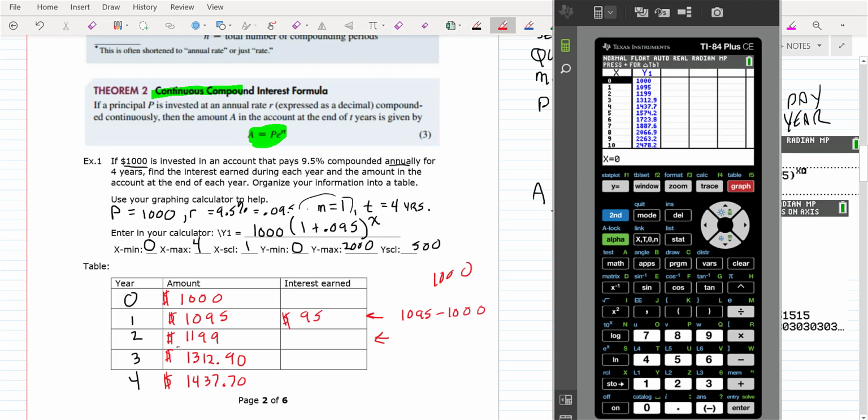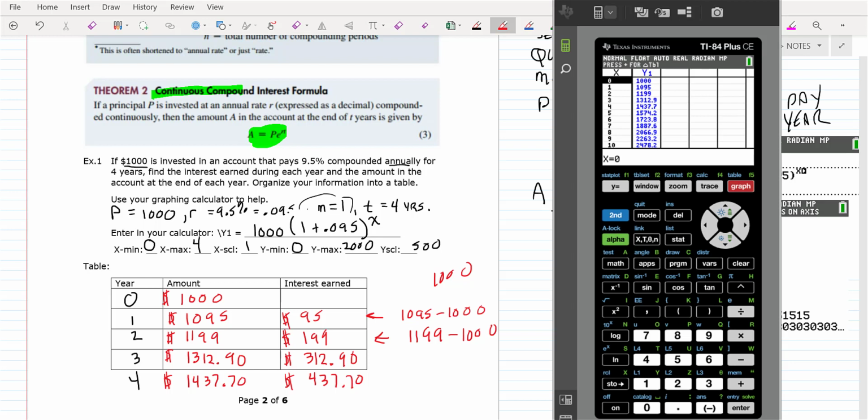How about at the end of the second year? How much money did you gain? 199, right? You don't have to write all this out because you can do this in your head. So you've got $199 there. And after the next one, by the same logic, you would have made $312.90. And by the end of the fourth year, you would have made $437.70.